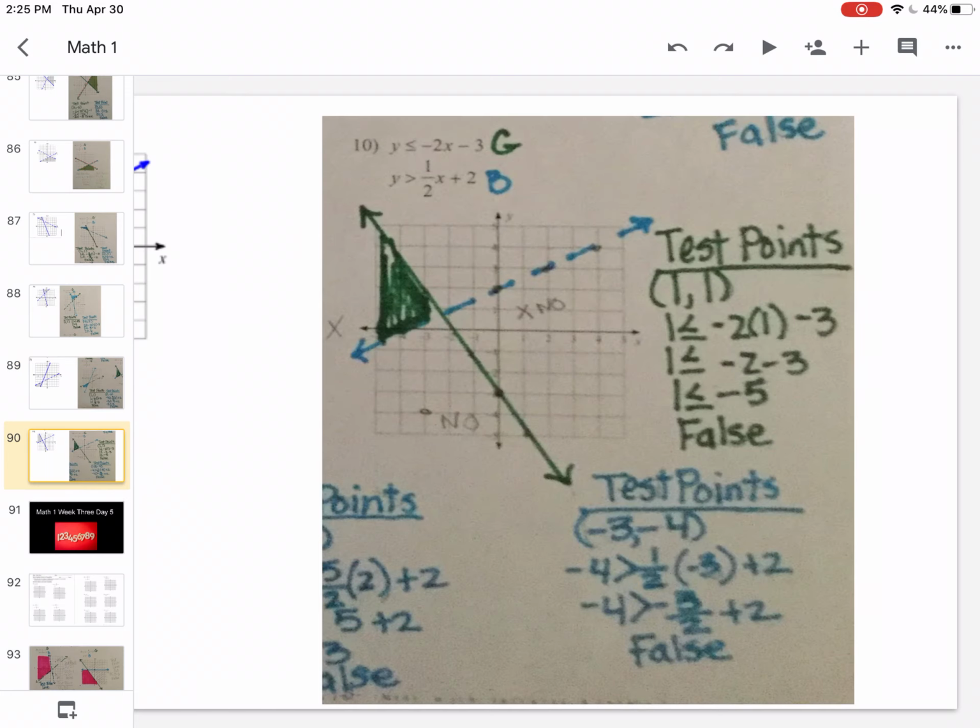Okay, so for the next one, same thing. I did the test points. I got 2 falses, so I was able to write no in those sections and then find where it was. Okay?